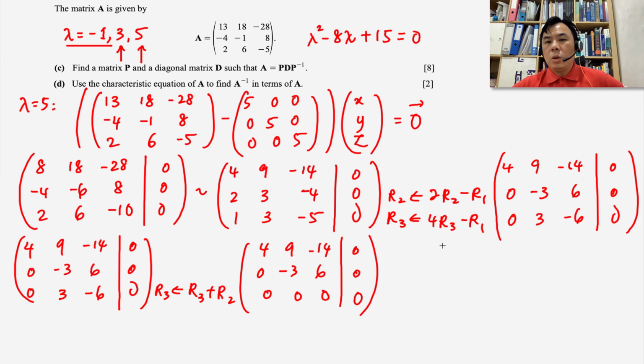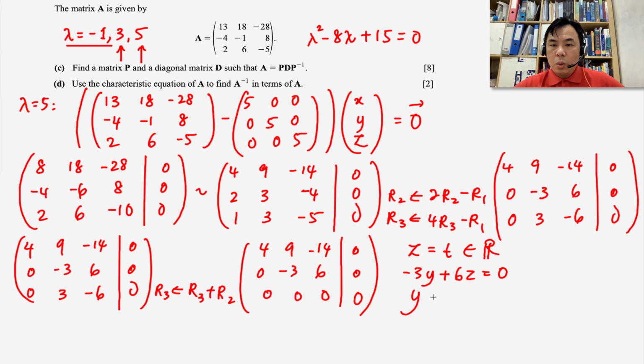And then from here, we're going to conclude the solution. We can let z equal to t, just like before. And then from the second row, you will notice that it's negative 3y plus 6z is equal to 0. And therefore from here, our y is actually equal to 2z, which is 2t. And then from the first row, we have 4x plus 9y minus 14z is equal to 0. And then all we need to do is just substitute all this into here.